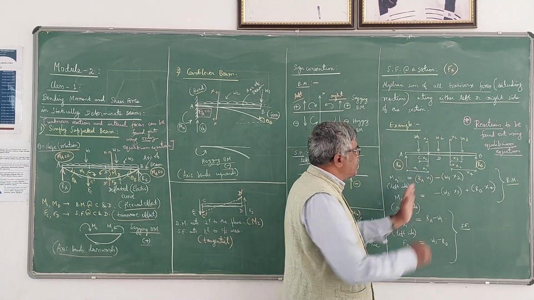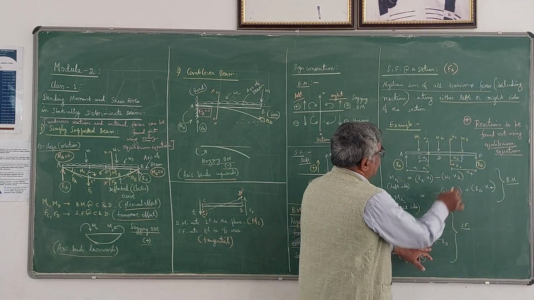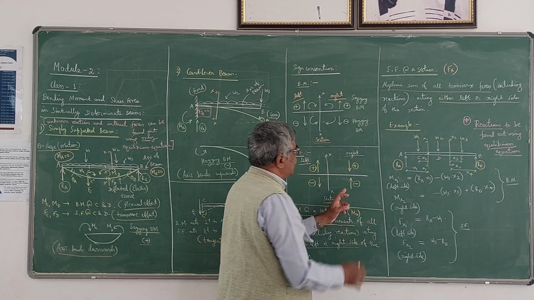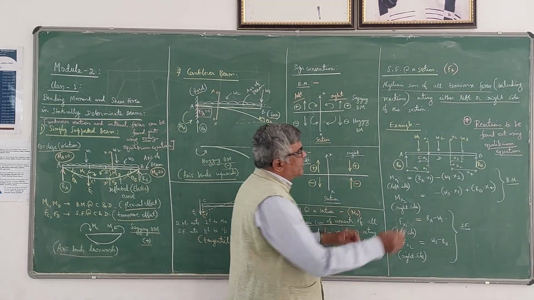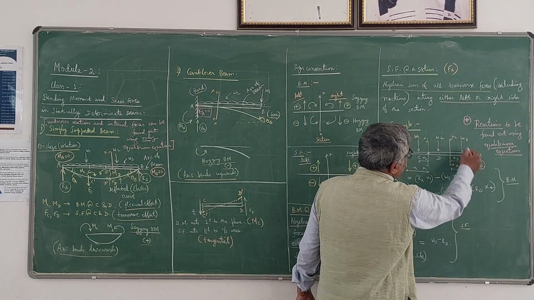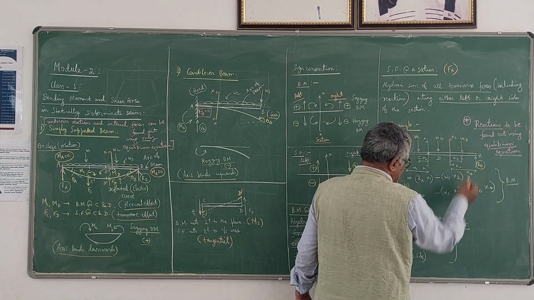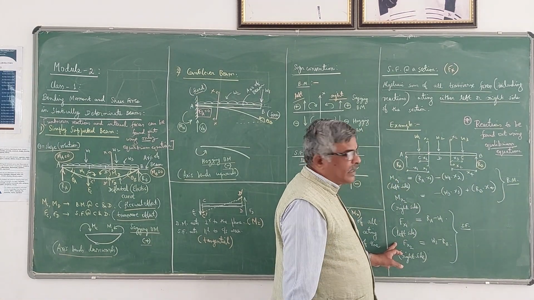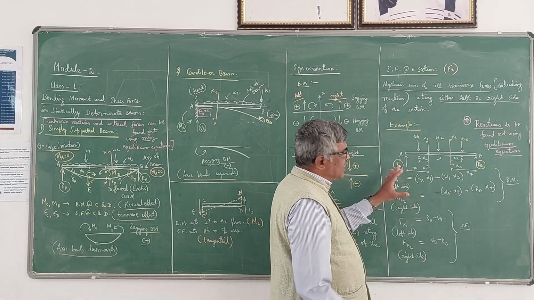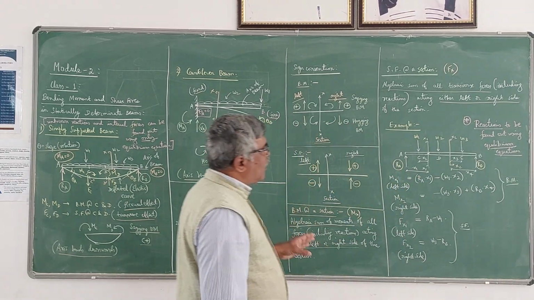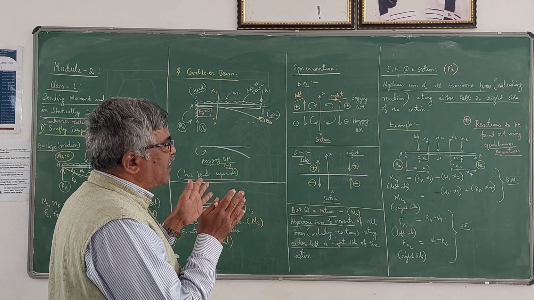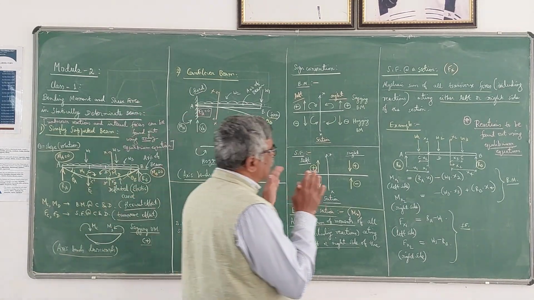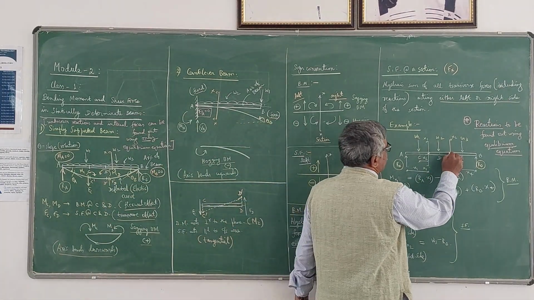Shear force at x2, looking at the right side: on the right side, downward is positive, upward is negative. Therefore W3 is positive, RB is negative. So W3 minus RB is the shear force acting at x2. This is a simple illustration of how we calculate the bending moment and shear force at any desired section in a beam.